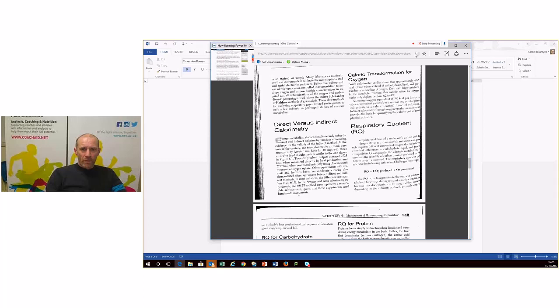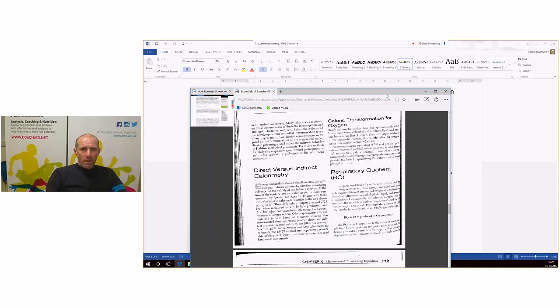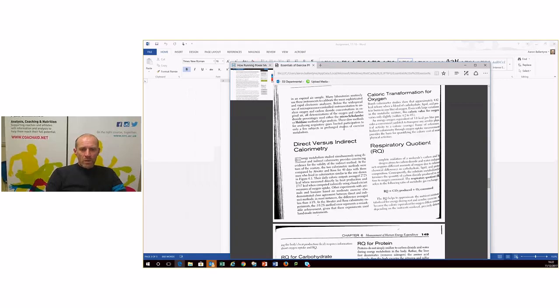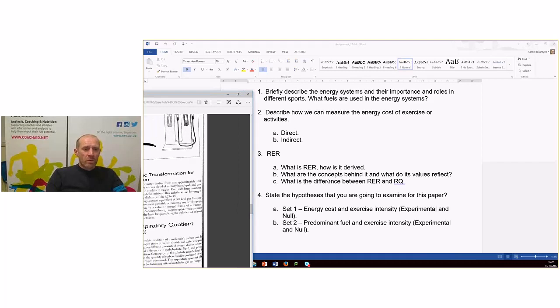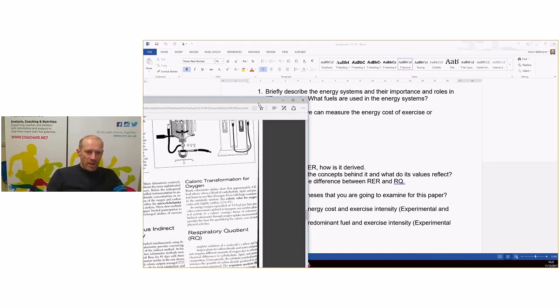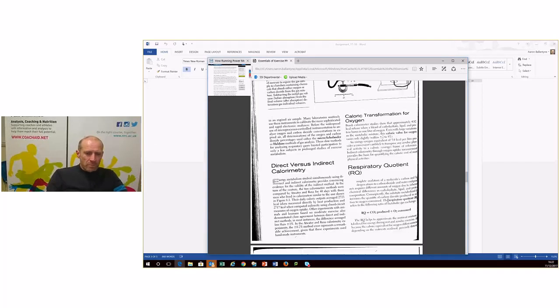One of the questions you get asked here in a second is to look at the difference between RER and RQ. So this will help you answer that as well.